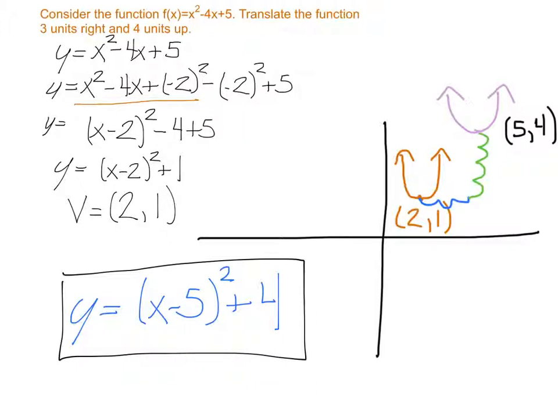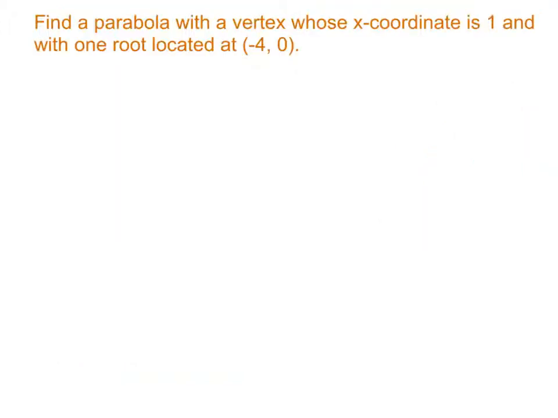Okay, so the question again wasn't too bad. It's just knowing that it's asking you to work with completing the square and with vertex form. Okay, this is going to be my final question of the video. They're asking me to find a parabola with a vertex whose x-coordinate is 1 and with a root located at -4, 0. So there's actually not too much algebra that we have to do here.